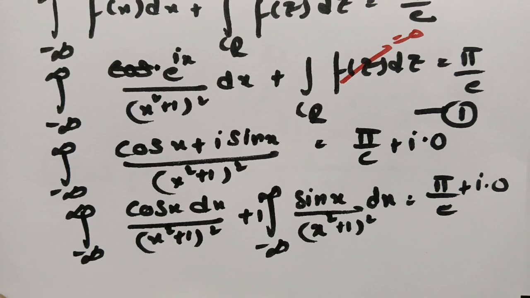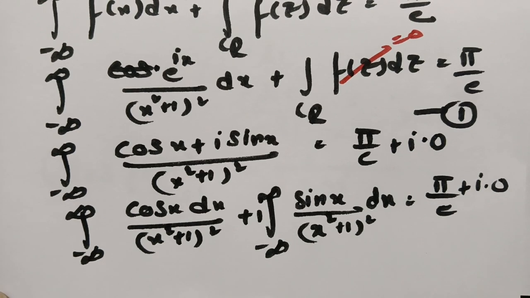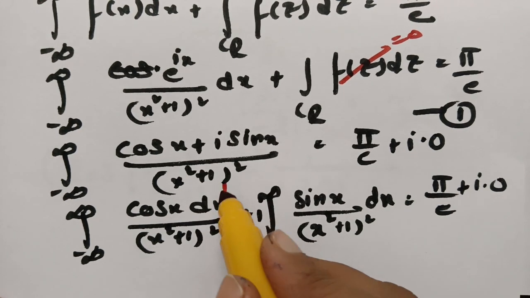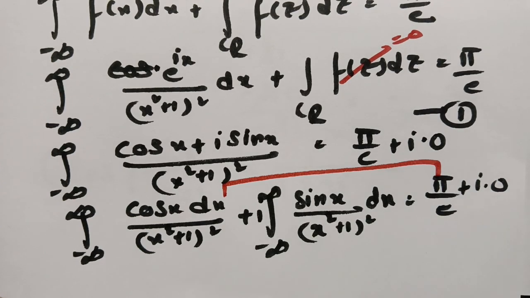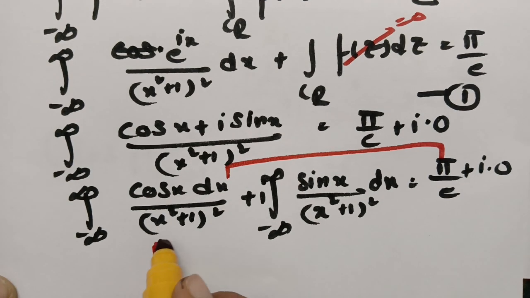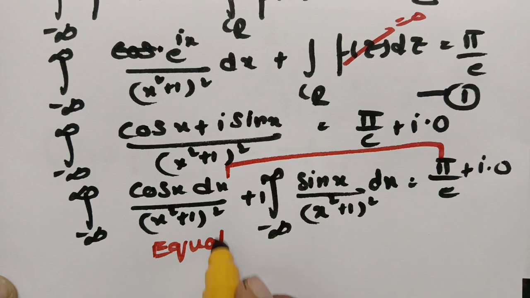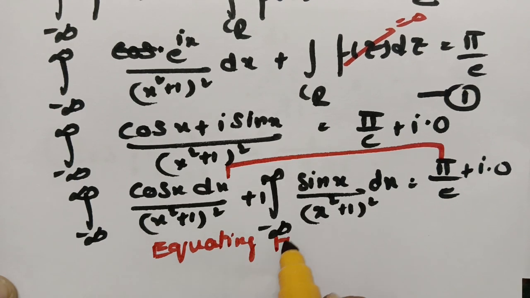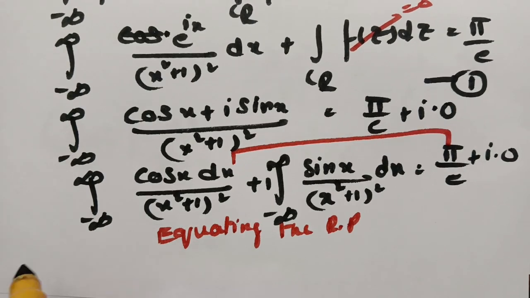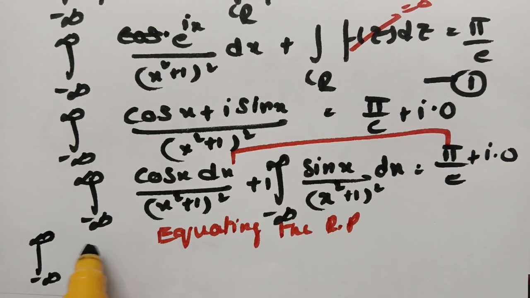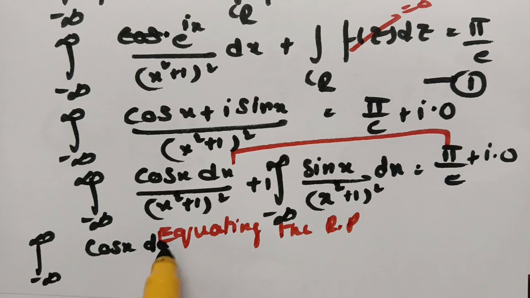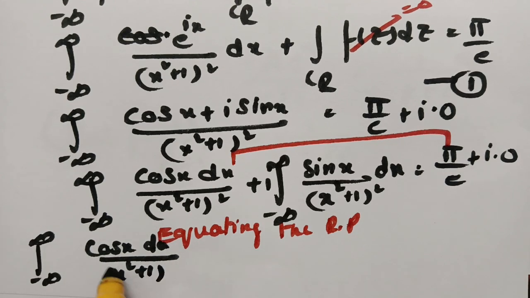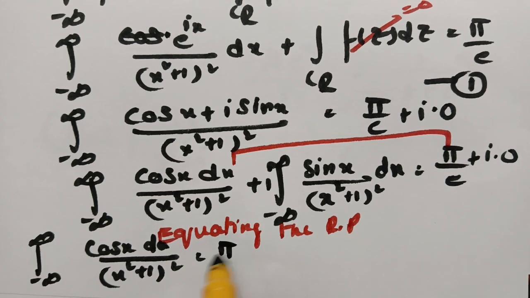So if I equate the real parts on both sides, these two are the real parts. So equating the real parts, the integral from minus infinity to plus infinity of cos x dx by (x square plus 1) whole square is equal to pi by e.